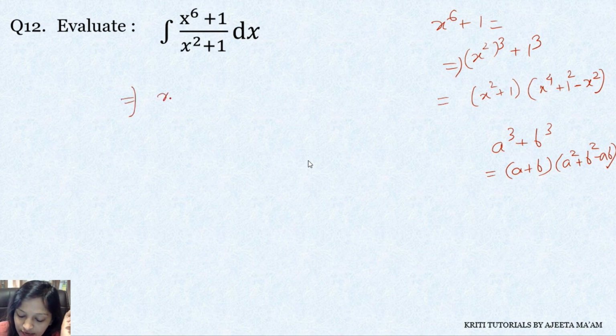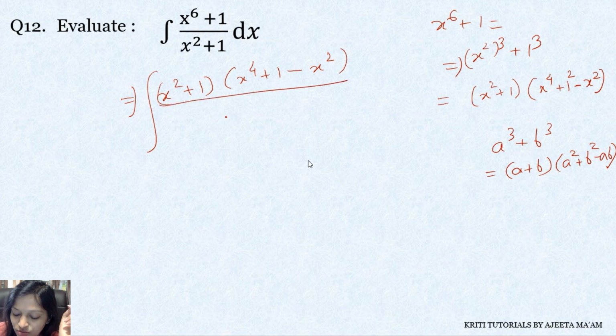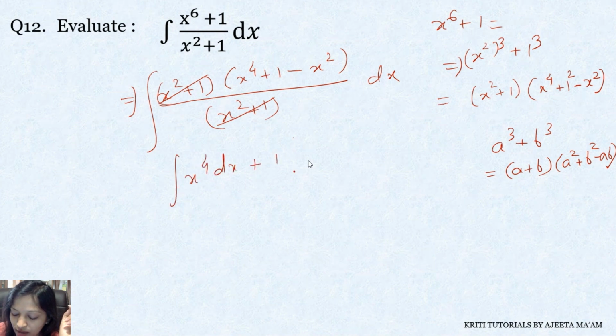So here what will we get? X square plus 1, x raised to 4 plus 1 minus x square. So this one factor will cancel out, that is x square plus 1. And now we are going to integrate it individually. Okay, so that is what we have here.